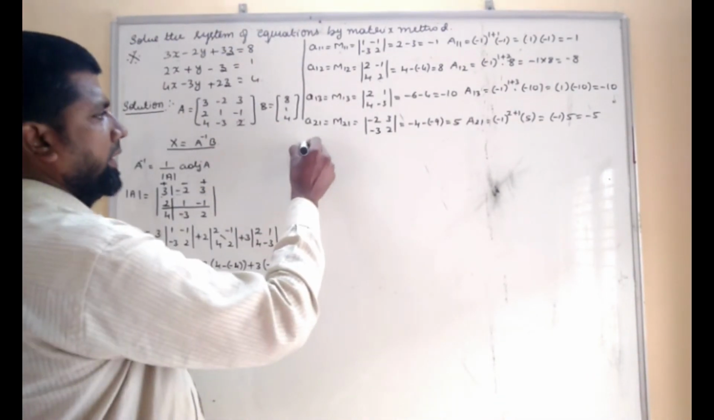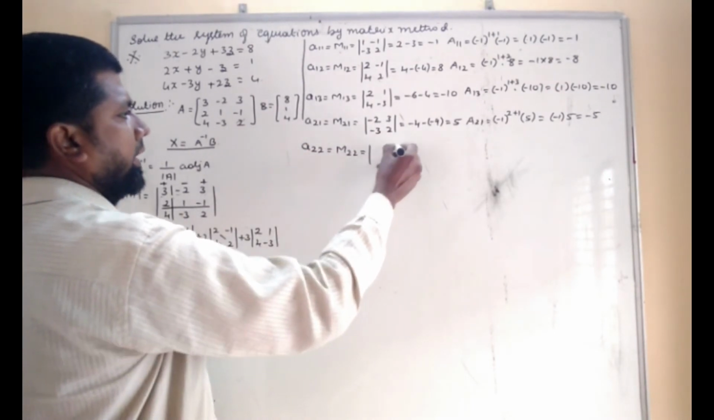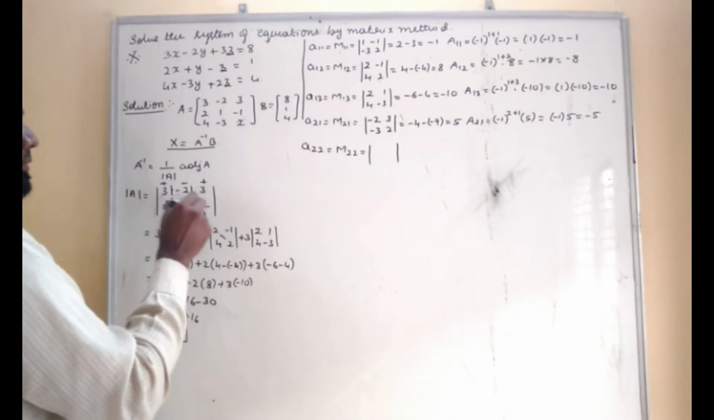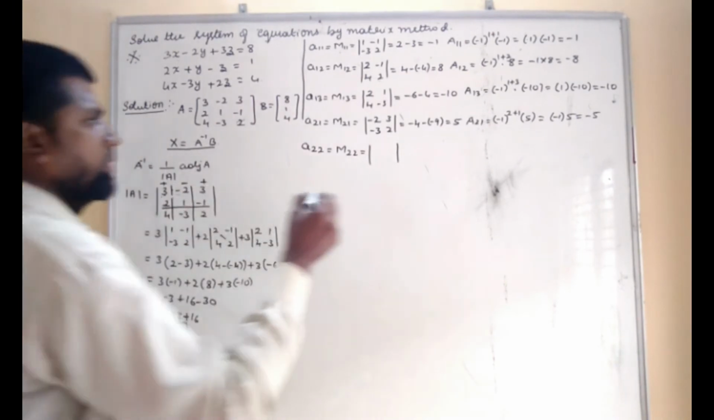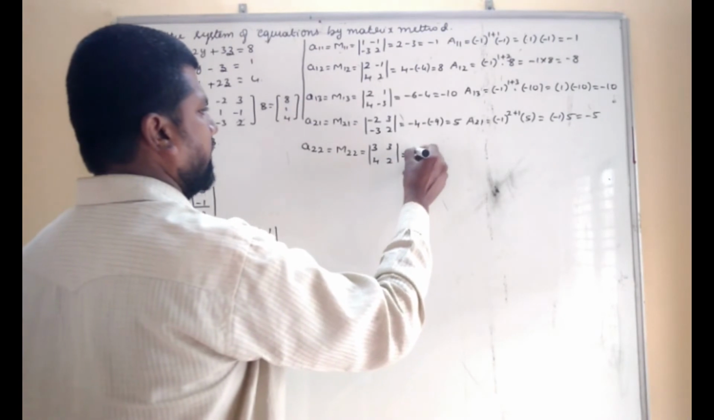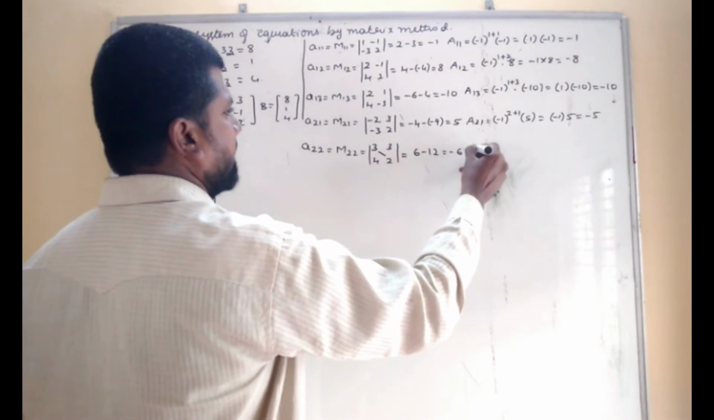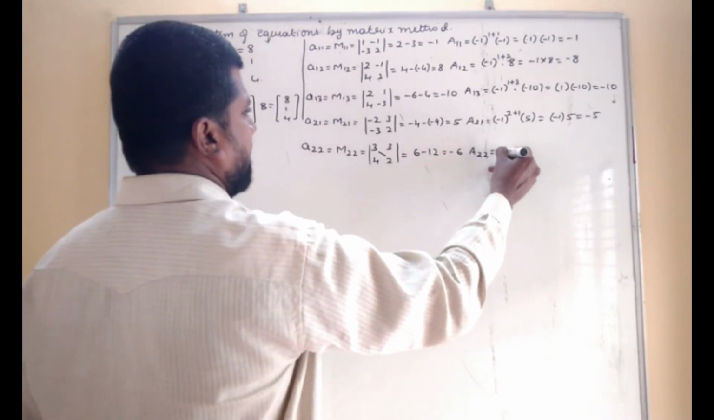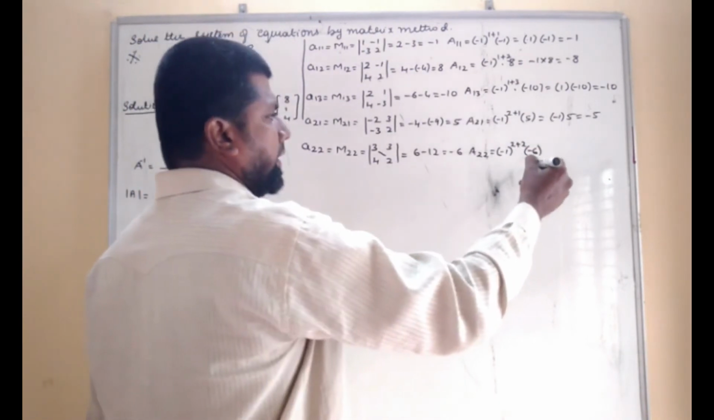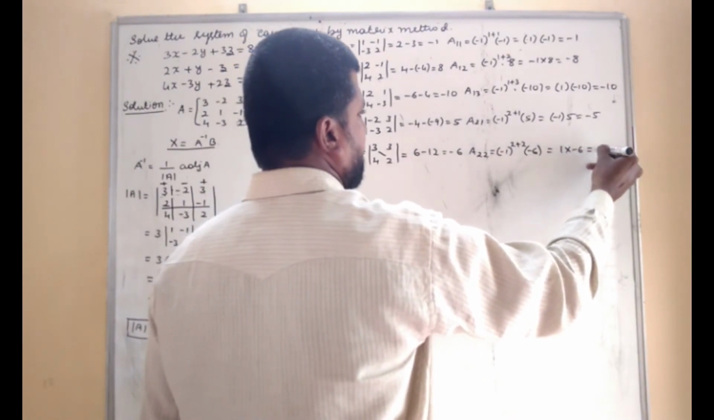So now let us find the A22. M22 lies in the second column and the second row. So 3 3 4 2, that is equal to 3 2s are 6 minus 12, that is equal to minus 6. A22 is equal to minus 1 whole to the power of 2 plus 2 into minus 6, that is equal to plus 1 into minus 6, that is equal to minus 6.